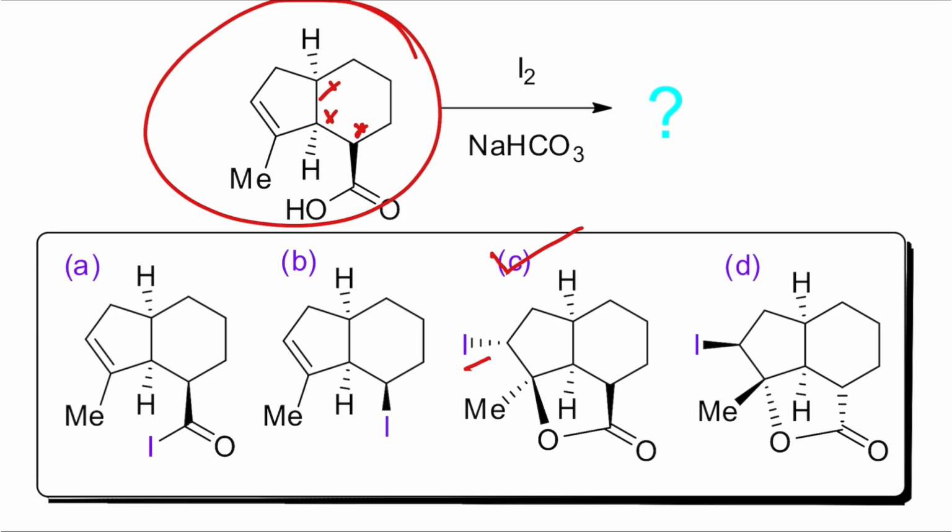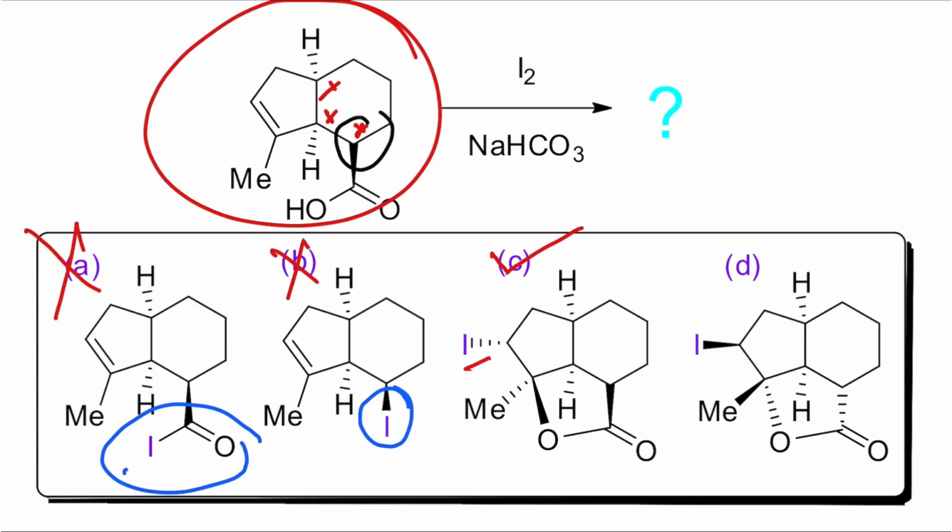If you understand this as an iodolactonization reaction, then A and B are gone. Why? Because A is acyl iodide formation, which is not possible. Second, B is a decarboxylative iodination, gone. Now the choice is between C versus D. Just look at the stereochemistry of the starting material: the carboxylic acid is on the top side; here the carboxylic acid goes downside, so this is also gone. What is left is the answer. So does it take more than 30 seconds? Obviously not. But for that purpose, first you need to learn iodolactonization, second you need to keep your mind cool, and that is achieved only by proper practice.